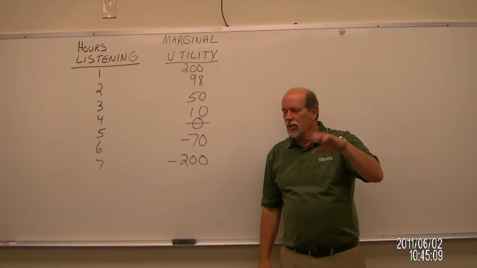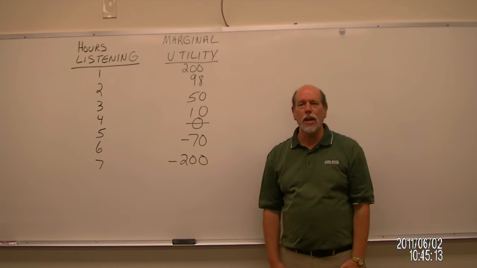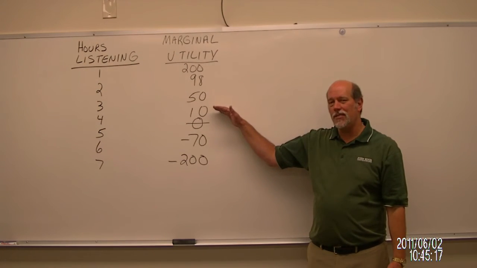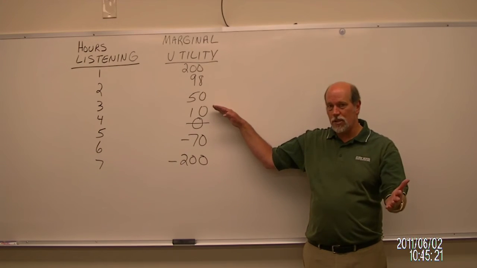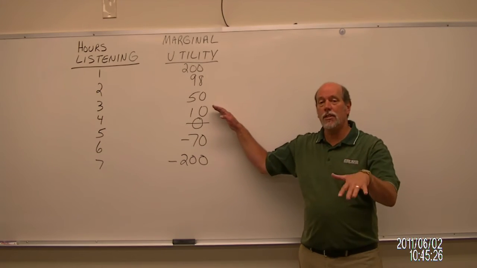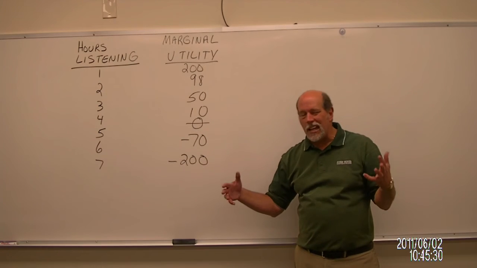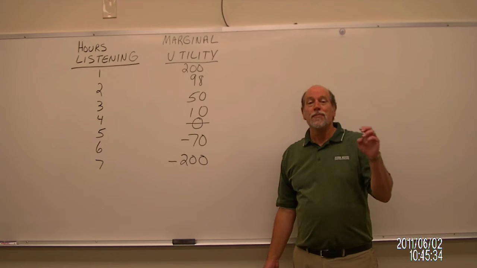Third hour, still satisfying. You still get some good experience from listening to the radio. You can see now, as time goes on, the amount of satisfaction you get from each additional hour of listening to music goes down. That's the law of diminishing marginal utility. Eventually you get to the place at hour number 5 where you really don't get any more satisfaction. It was okay, but really didn't do anything for you.